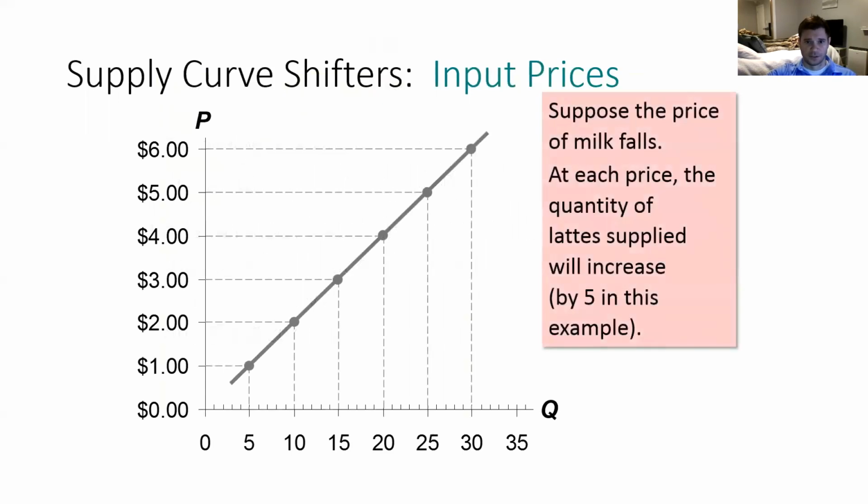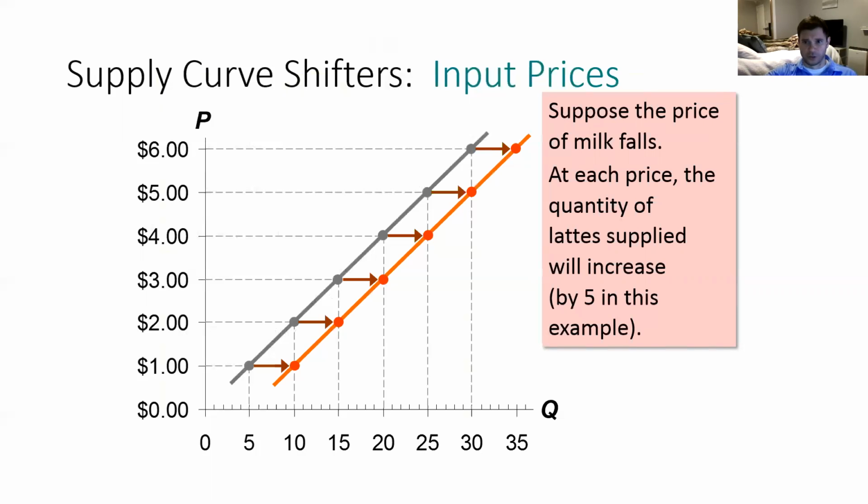So in this case, suppose the price of milk falls. At each price, the quantity of lattes of coffee supplied is going to increase by 5. Again, in this example, we have a rightward parallel shift of that supply curve, but the shift could be non-parallel. It can absolutely happen, but for our purposes, a parallel shift is okay.